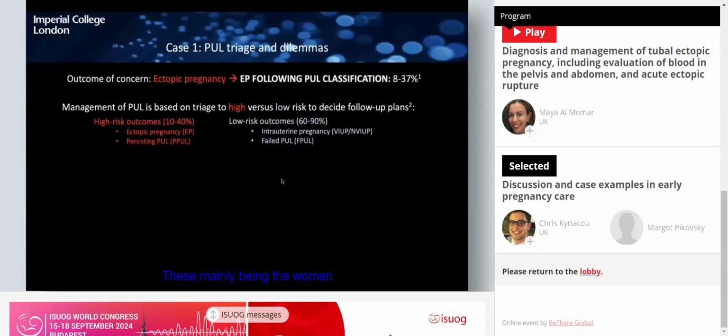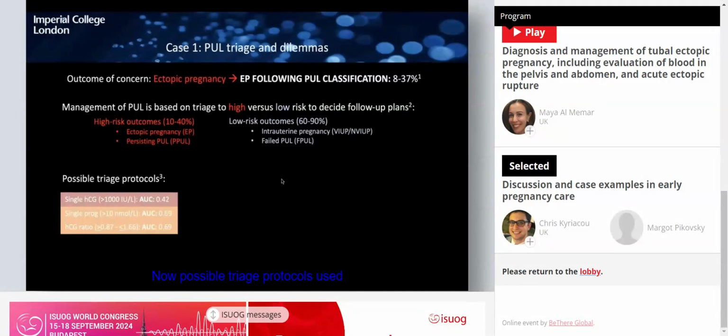These mainly being the women with an ectopic pregnancy diagnosis, i.e. any pregnancy partially or completely external to the endometrial cavity, as well as a much smaller subset of women with a PPUL or a persisting PUL. And these are pregnancies of unknown location that have 3 or more serial HCG levels that usually vary by less than 15%.